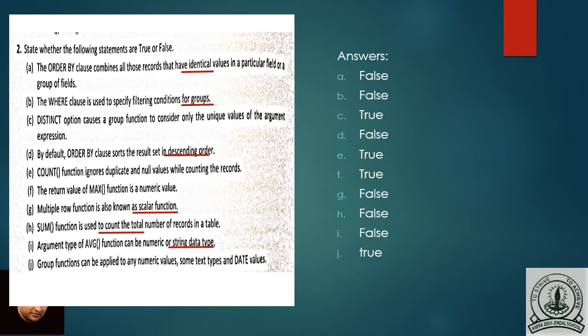For example, you want to group a particular table according to a particular date. For example, count the number of records of those employees who were employed on 1st April 2020. So that is a date value. Now let us move to the next slide.